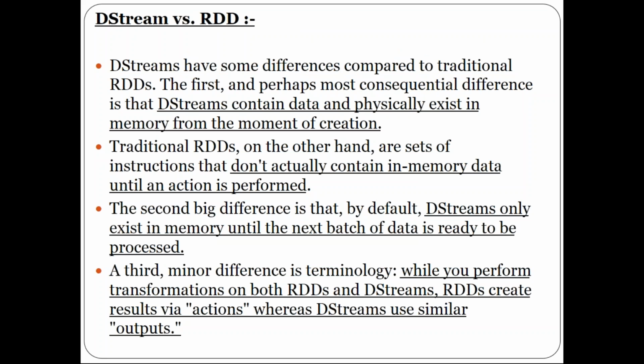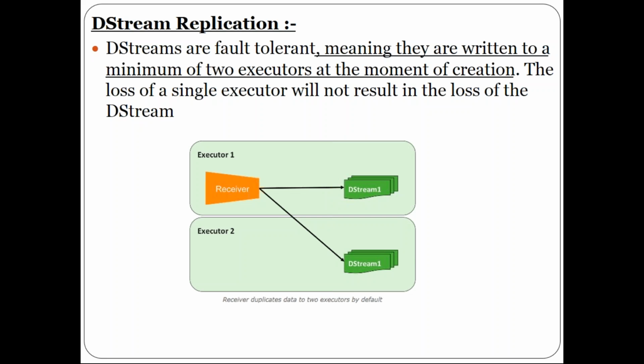That's how it works. Now important point, D stream replication. D streams are fault tolerant, meaning they are written to minimum 2 executors at the moment of creation. The loss of a single executor will not result in the loss of D stream. This is the reason why I told you the very important concept called Kafka, Kafka streaming, Kafka topic, Kafka partitions, and Kafka ISRs. When you create a topic in Kafka, the data will be collected with reference to the topic. It creates a partition. It replicates the blocks. It creates the ISRs.